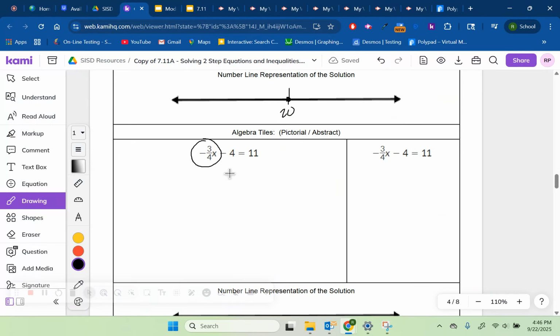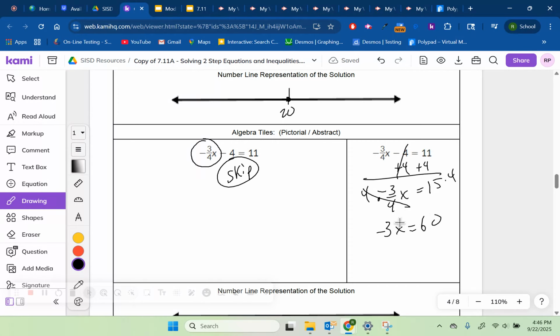I wouldn't do it with the tiles. I would kind of skip this. If you want to, you don't have to, but there's your plus 4. There's your plus 4. Negative 3/4 x equals 15. Multiply by 4, multiply by 4. Negative 3x equals 60. Flip the signs, divide by 3. x equals negative 20.